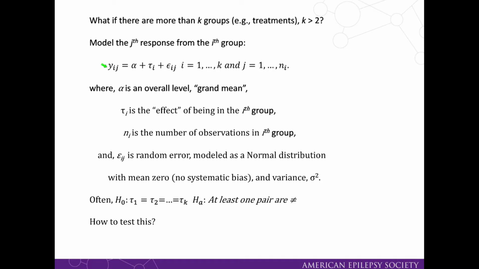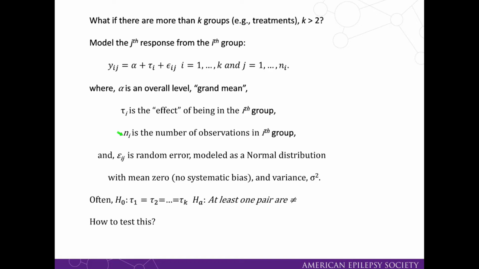The response, the model, is equal to some alpha, which is an overall level called the grand mean. Something like, if you're measuring systolic blood pressure, well, you may be looking at different blood pressure treatments, but everyone's going to have some constant that gets added, and then we're going to look at the differences. Tau sub i will be the effect of being in the ith group. And notice we use tau. What is tau? Tau is the Greek letter T, and it's really standing for treatment effect. So the effect of being in the ith group or ith treatment group, this is mostly biostat. N sub i, again, is the number of observations in the ith group. Often they're equal if we can help it.